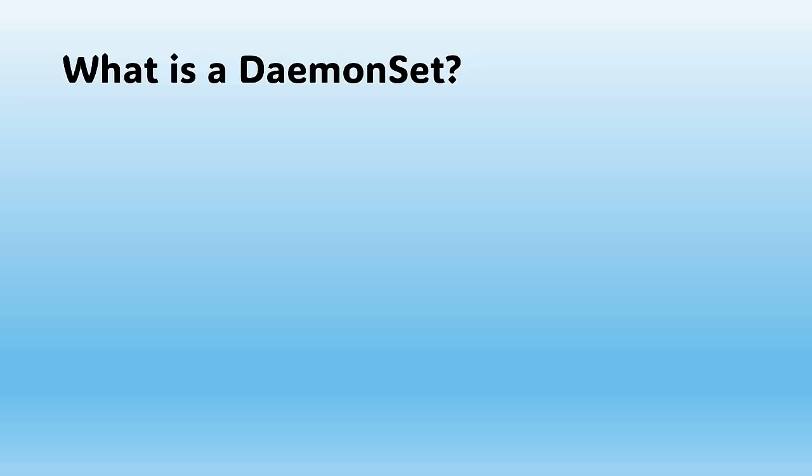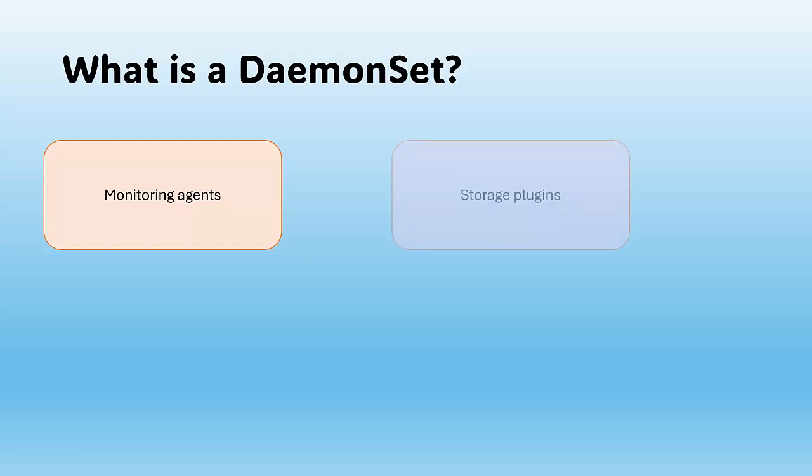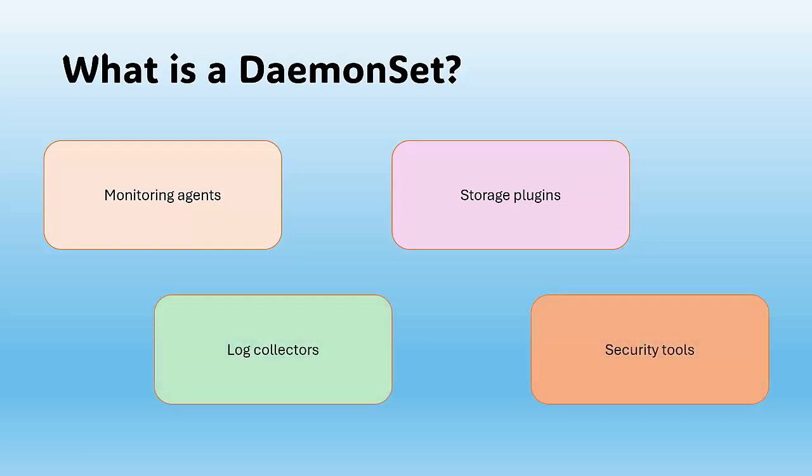A DaemonSet ensures that a copy of a specific pod runs on every node or on a subset of nodes in your Kubernetes cluster. It's perfect for workloads like monitoring agents like Prometheus Node Exporter, storage plugins, log collectors like Fluent Bit or Fluentd, or security tools that must run everywhere. Basically, anything that should exist on all the nodes.